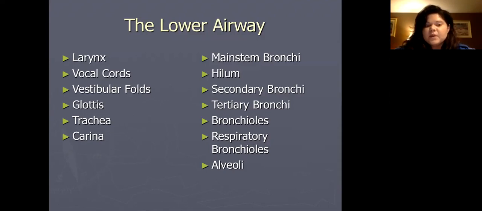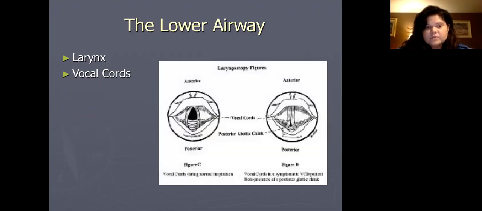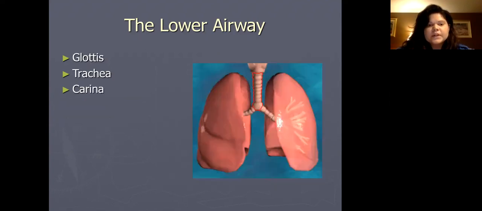The lower airway is what houses the larynx, your vocal cords, the vestibular folds, your glottis and trachea, the carina, the main stem bronchi, secondary and tertiary, and then bronchioles and your alveoli. This is just an image of the larynx vocal cords. Also included in the lower airway, your glottis, trachea, and carina.